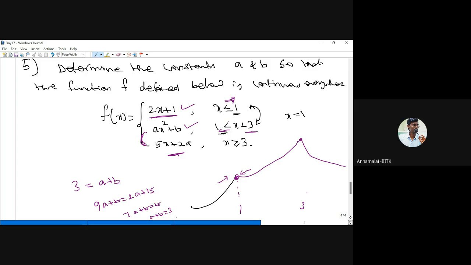So just subtract these, we get 6a equal to 12. Therefore, a equal to 2. Substitute a equal to 2 in this equation, therefore b equal to 1. Therefore, a equal to 2, b equal to 1. Then only the function is continuous everywhere. Got it?